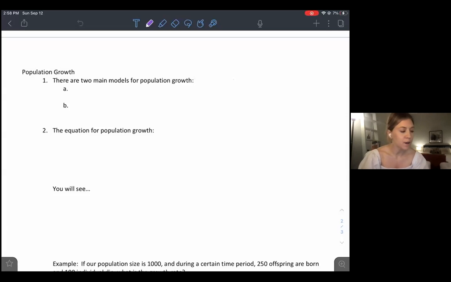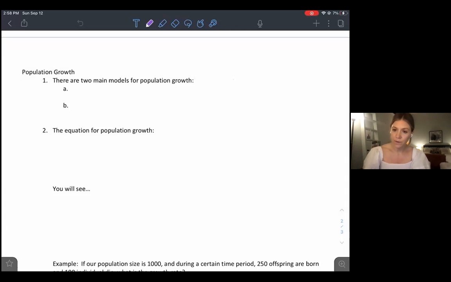All right. So, where we left off in our notes, we had just talked about how we estimate population size and why it's important. Today, we're going to look a little bit at some of the conditions under which populations grow, and then also how we can calculate how quickly they're growing.